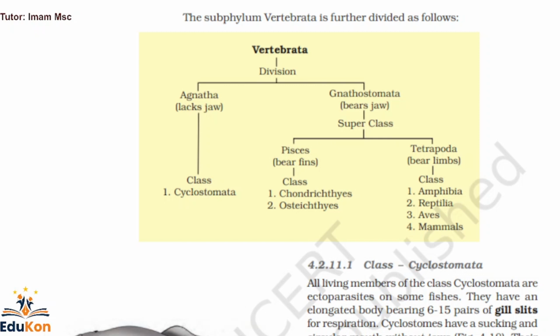In the earlier video, we discussed the various sections and classes which come under Vertebrata. The division Vertebrata is divided into Agnatha and Gnathostomata. Agnatha lack jaws, whereas Gnathostomata bear jaws. Gnathostomata, which is a superclass (remember that), is again divided into two classes: Pisces and Tetrapoda, whereas in Agnatha the class is Cyclostomata. Now we'll discuss each one specifically.